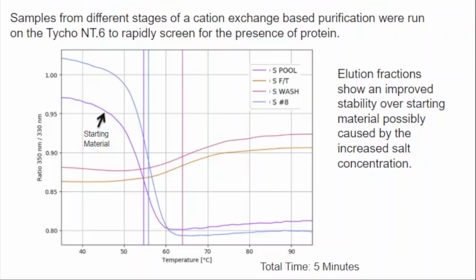And similarly to a nickel-based purification, I can see that the flow-through and the wash, my pink and my orange traces, are quite similar to the nickel purification. They also have some curvature to them, but similarly, the Tycho can't detect a TI, and we can say that those probably aren't the proteins we're looking for based on their lack of similarity to the starting material and to the elution fraction.